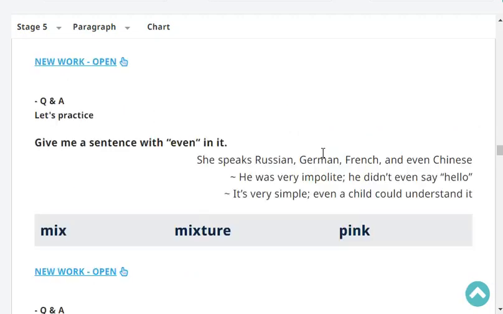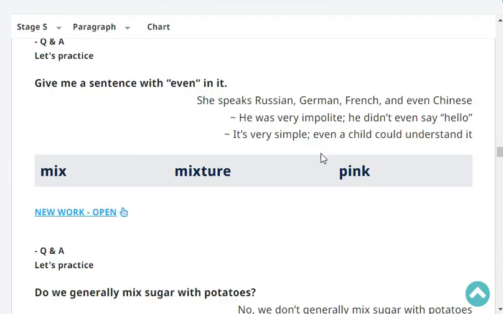Give me a sentence with the word even in it, please. He speaks Russian, German, French, and even Chinese. He was very impolite. He didn't even say hello. It's very simple. Even a child could understand it. Very good.